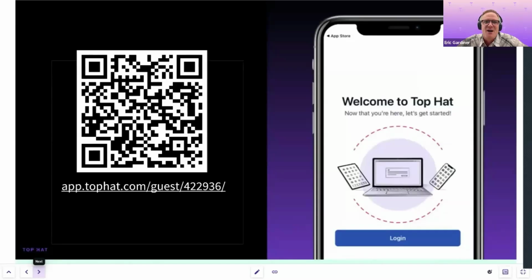We are going to be using Top Hat to have a little fun, and we're going to kick things off with a question we'd like to ask you. So you see a QR code there on your screen. You can scan that with your phone. That's going to enable Top Hat guest modes. This is going to launch a browser-based version of Top Hat, so no need to download the Top Hat app, or you can just sign in using the URL you see on the screen using your computer.